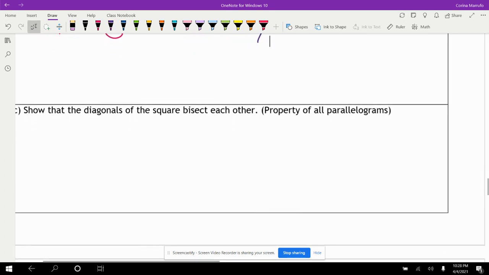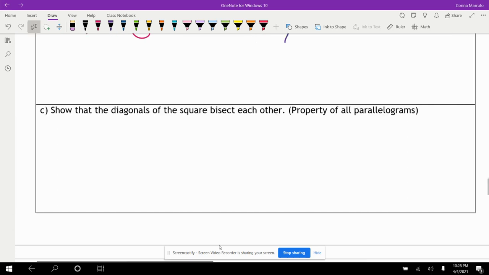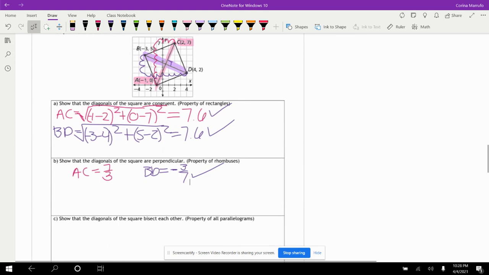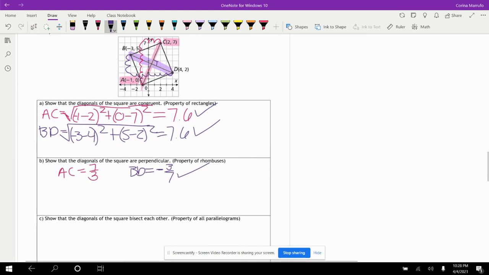The last is to show that the diagonals of the square bisect each other. So if they bisect each other, then that means they cut each other in half into 2 equal parts. So I'm going to go ahead and find the midpoint of BD, and then we'll have to find the midpoint of AC. Okay, so I'm just going to copy down the points real quick so that I can make this bigger. It's also so much easier for me to write. So that's the point for A and the point for C. And the points for B and D.